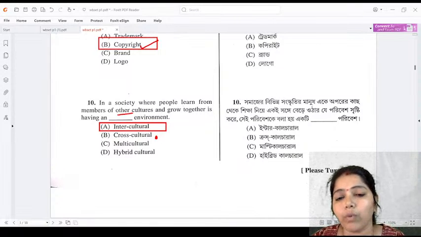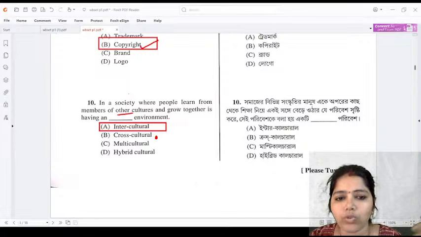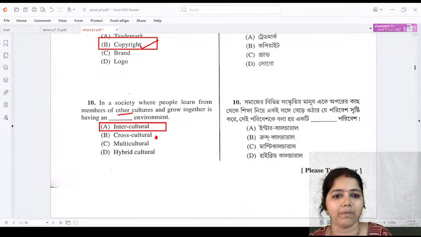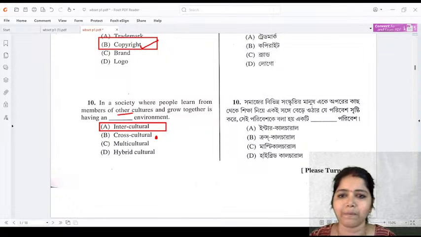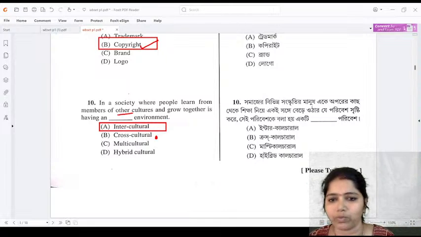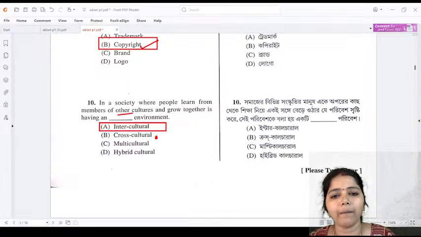Because cross-cultural and intercultural, both are different. In cross-cultural, not all people necessarily need to grow together. It is a comparison of different cultural people. Their things will be accepted, but definitely all the people need not transform; they keep their own things, right? Because every person will have their own things. The collective transformation is not necessary in cross-cultural research.